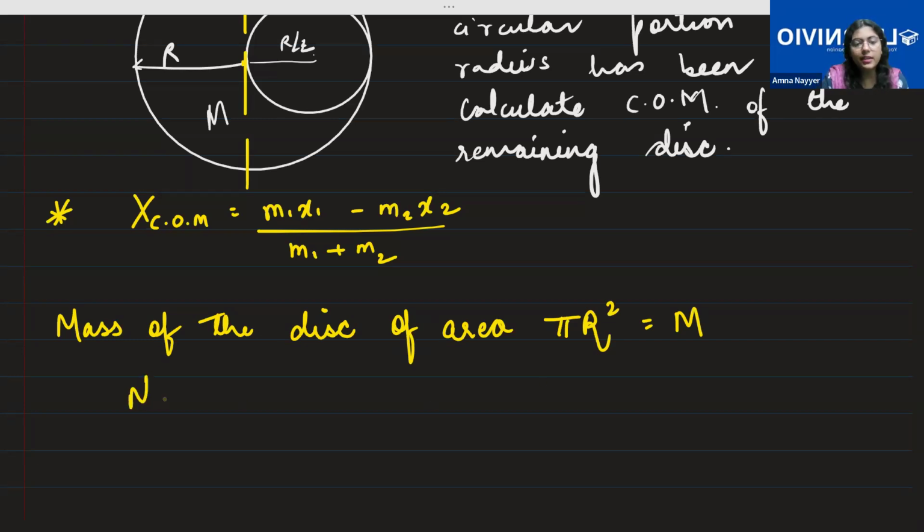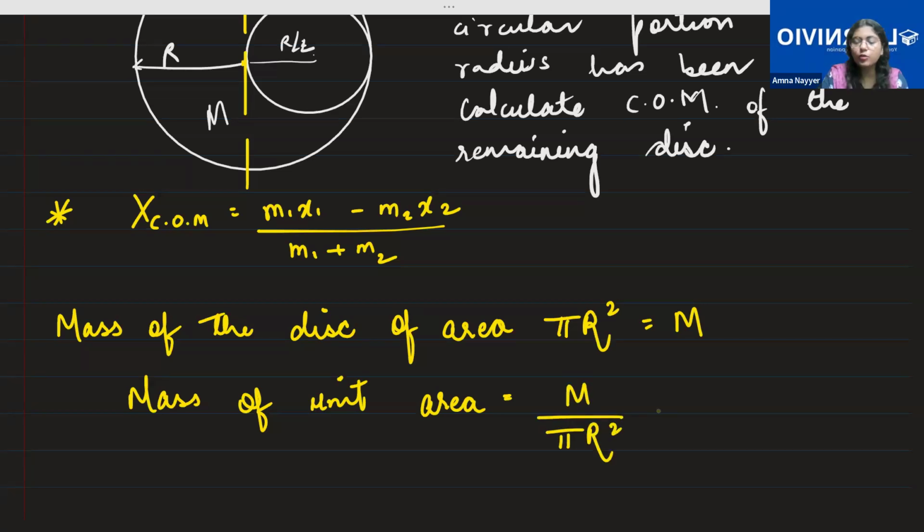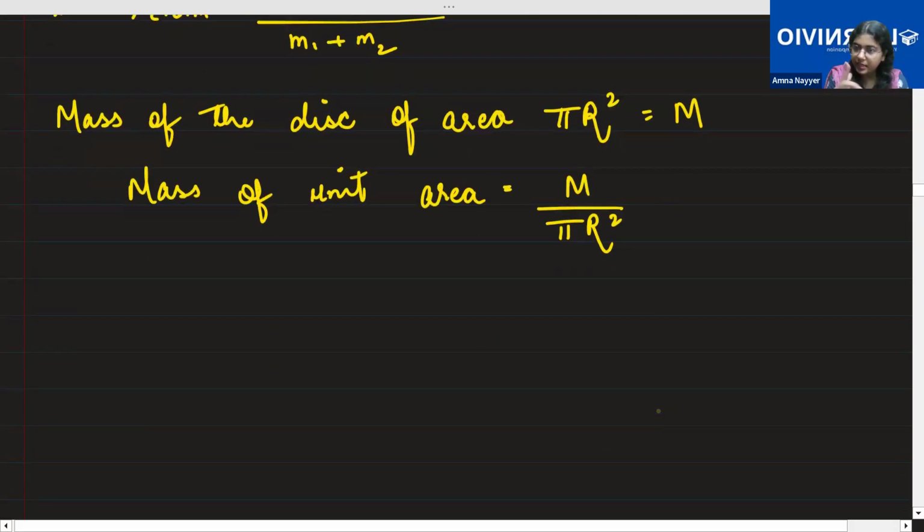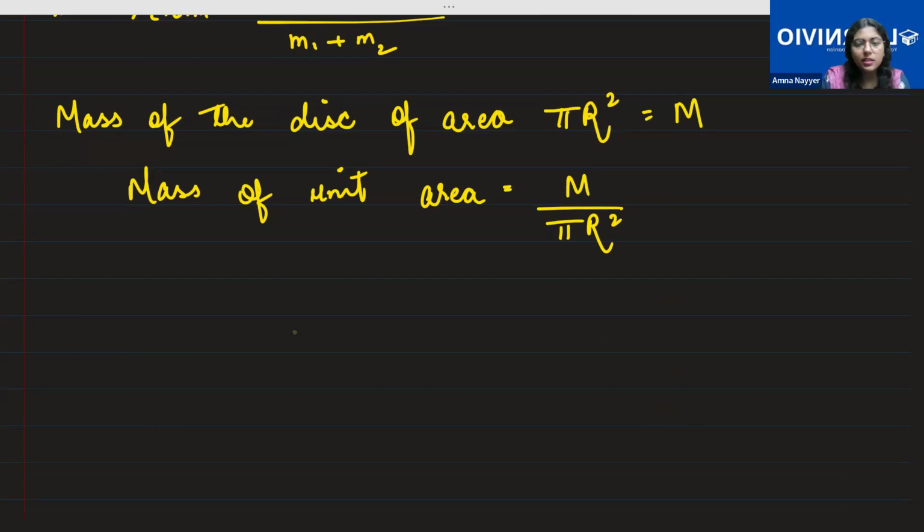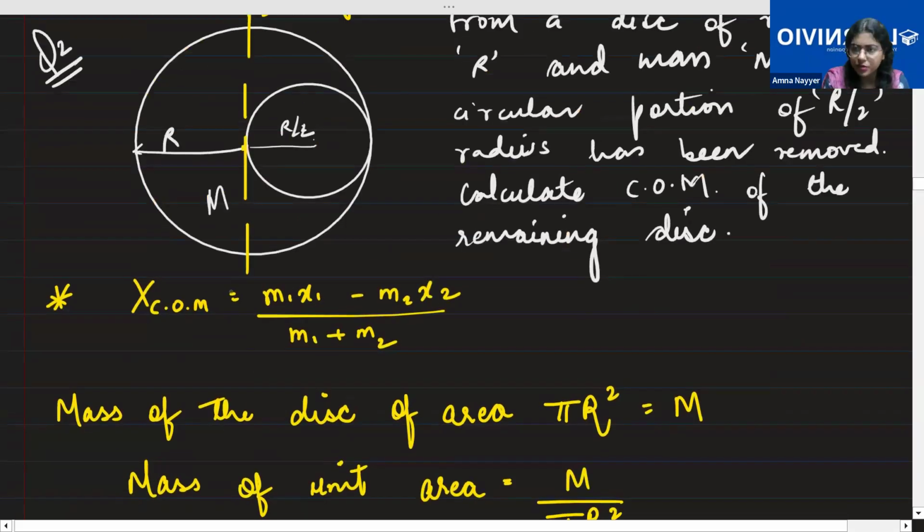So the mass per unit area will be M by pi r square. Okay, mass of the disk of area pi r square is M, and mass of unit area will be M by pi r square. So unit area means in 1 meter square, how much of the quantity is present.